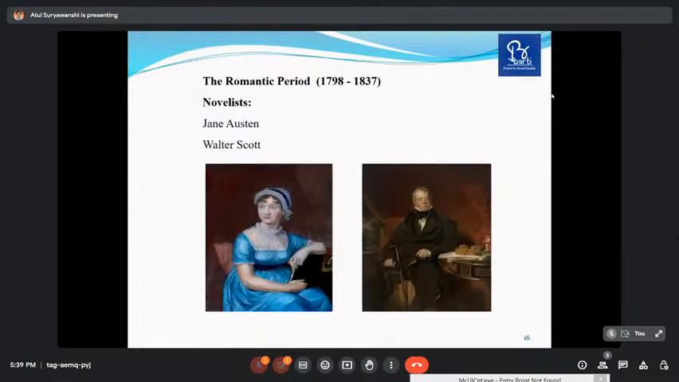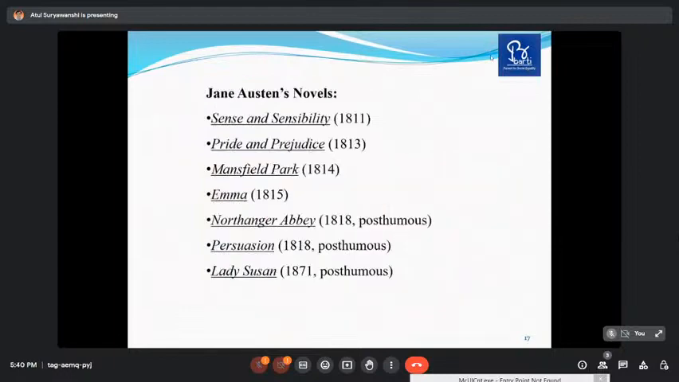In the Romantic period, there are select novelists, and two novelists have been pinpointed here in this presentation. The first is Jane Austen, and the second is Walter Scott. The Romantic period initiated in 1798 and lasted up to 1837. So these are the approximate dates of the period. Let's begin with Jane Austen.